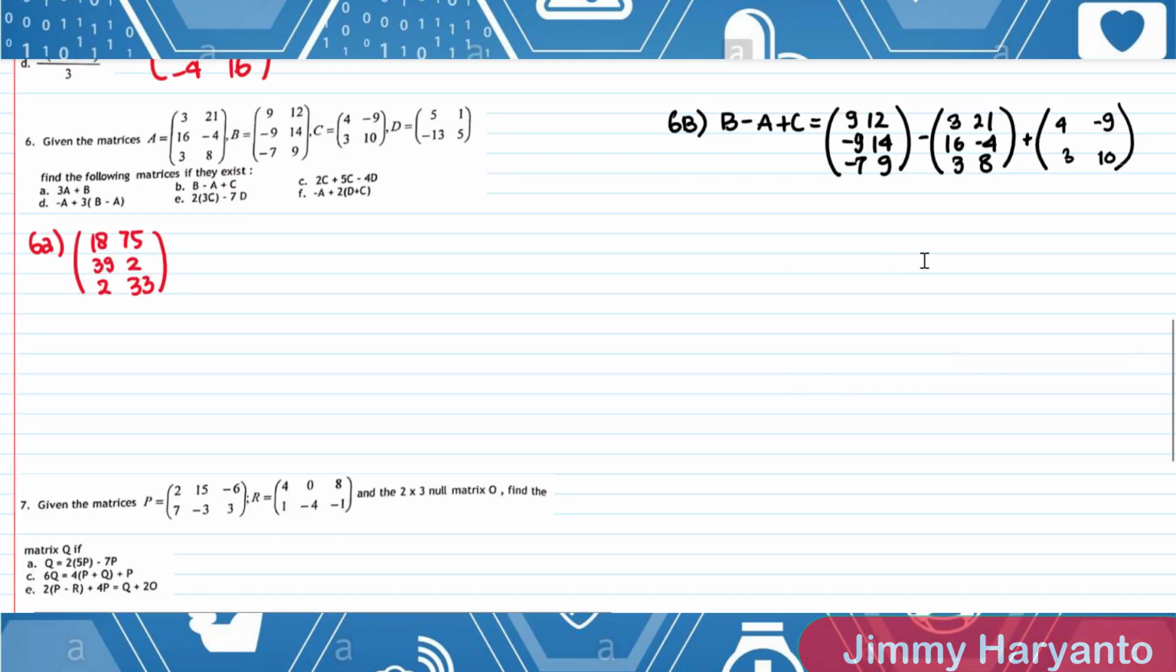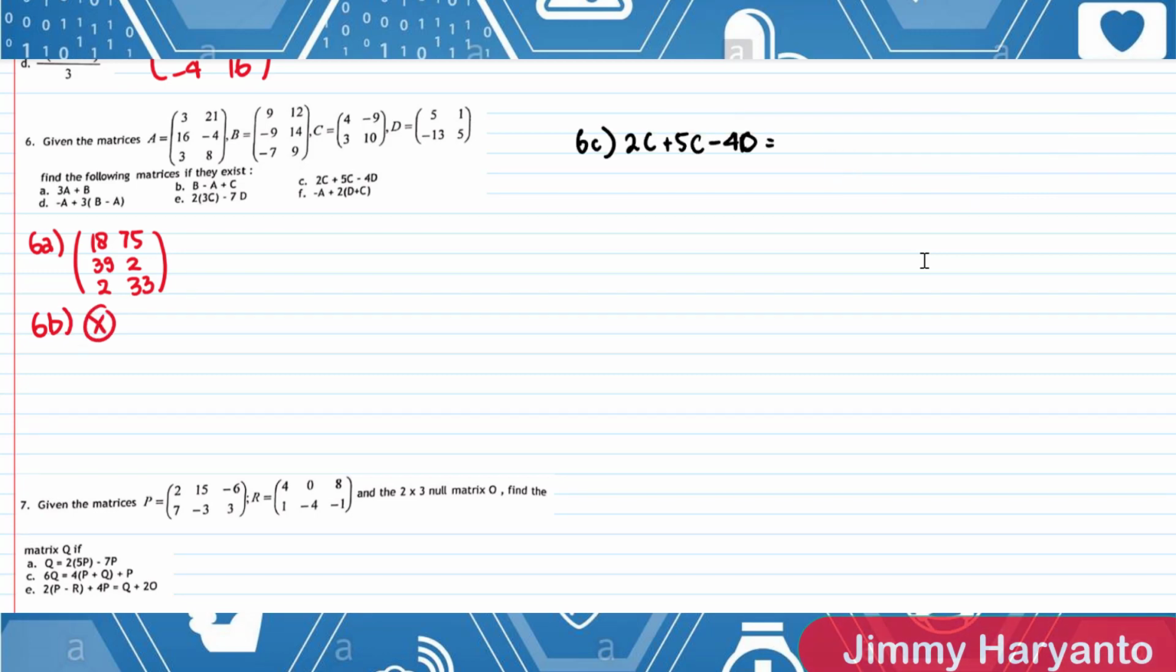Okay, for number 6B, actually we don't have to do this because we already know that if we have addition and subtraction, the dimension should be the same. But for the last one, the dimension is 2 times 2 instead of 3 times 2. So the first is 3 times 2, the second one is 3 times 2, but the last one is 2 times 2, so we cannot add them together. So we cannot calculate 6B, just answer cannot calculate it.